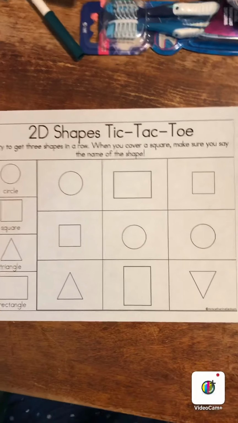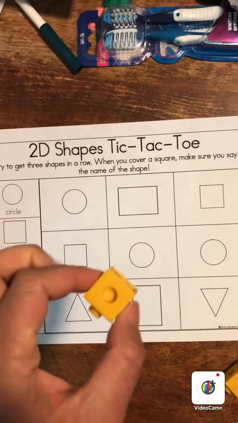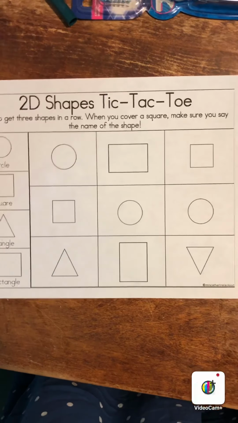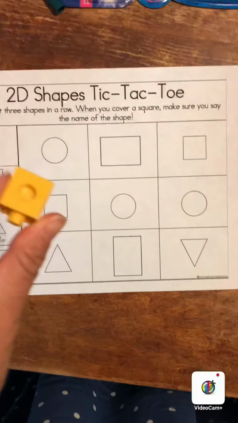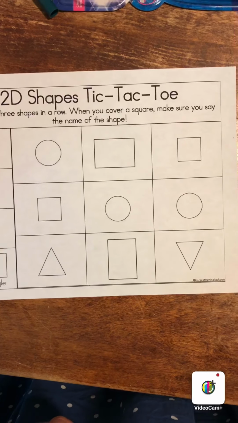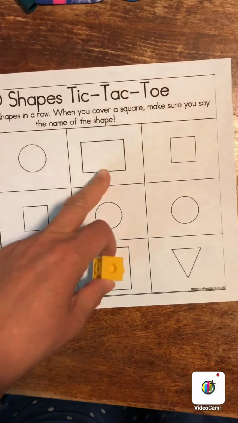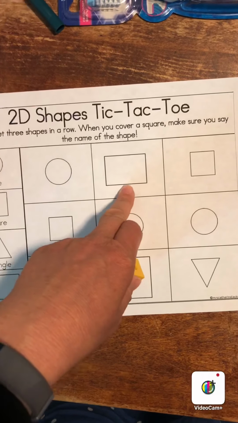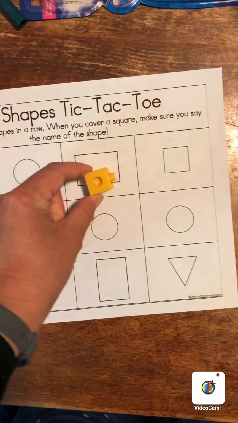Now, what you want to do is you want to take your color, and you can use anything you want. You could use, again, counters like Legos, coins, crackers, whatever you want. So I'm going to be the yellow counter, and I am going to put my piece on. Now here's the trick. I have to say what that shape is. It looks like a square, but these lines are longer. So this is a rectangle.